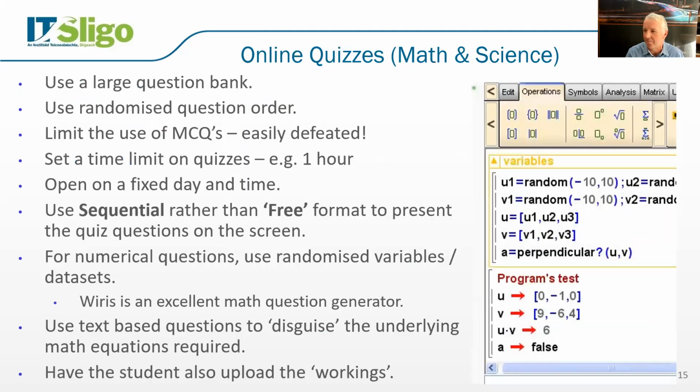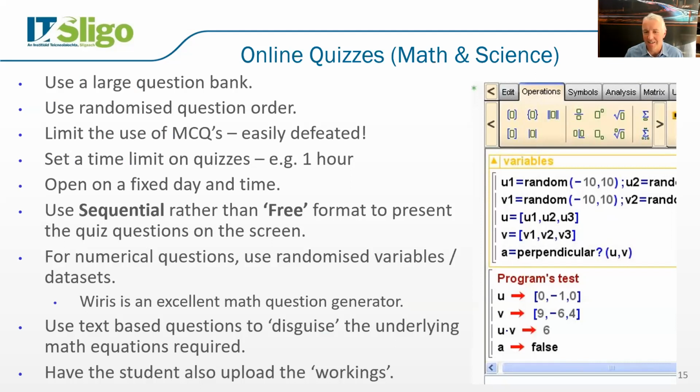For online quizzes, maths and science, we've had Louise and Paul there give some great ideas. What I would say is use a large question bank, but don't be surprised: professors in the US have found students had 500 of their questions printed out and they went from year to year. Set up your quiz, use randomized question order. MCQs are pretty much easily defeated.